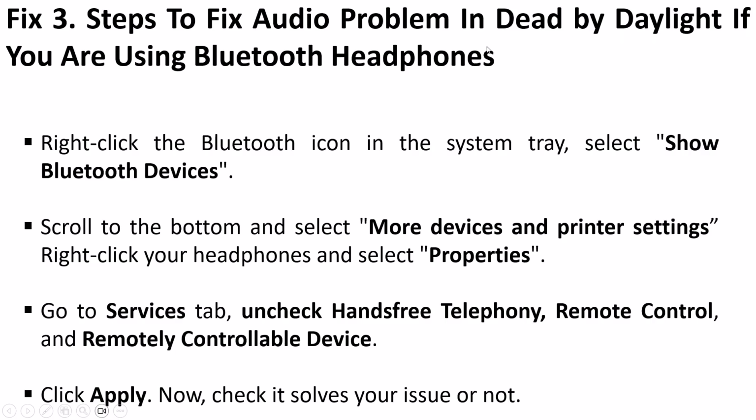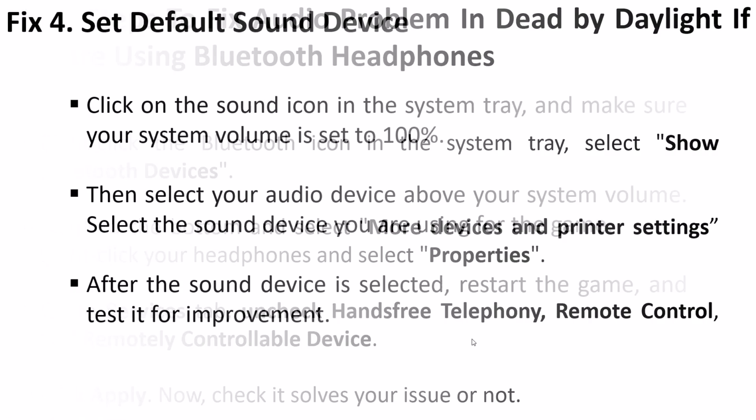a Bluetooth headphones. So right click the Bluetooth icon in the system tray, select show Bluetooth devices, scroll to the bottom and select more devices and printer settings. Right click your headphones and select properties. Now go to the services tab and check hands-free telephony, remote control and remotely controllable device. Click on apply and then check if it solves your issue or not.